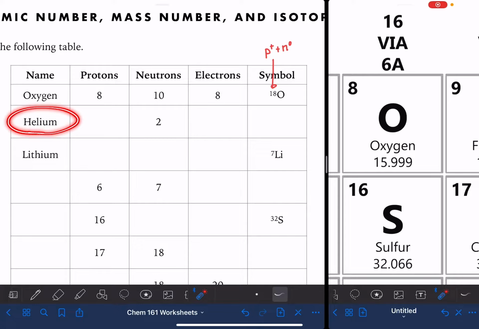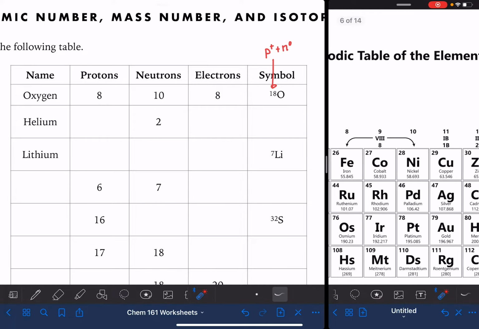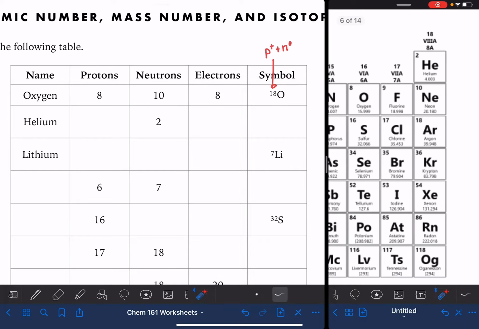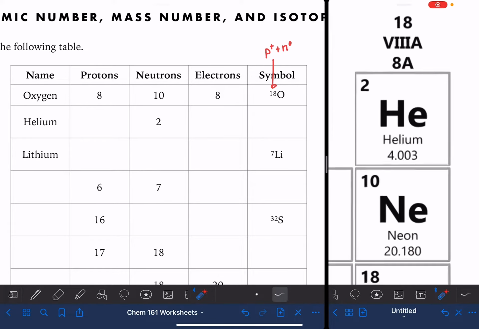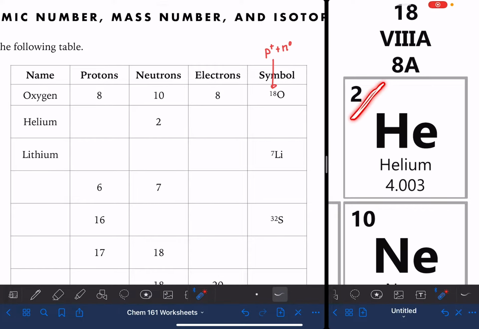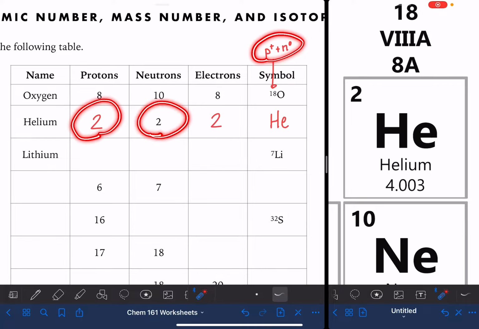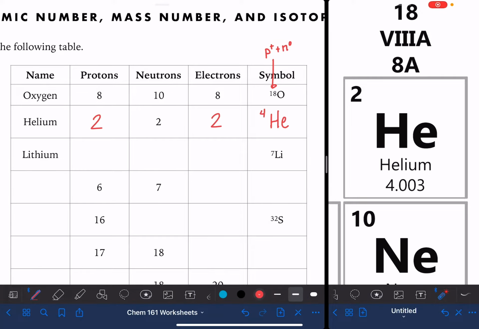So here's our next example. We have the element helium, and so we just need to go find helium on the periodic table. Oh, I went the wrong way. Helium is right here, and remember this number, this is the number of protons for any atom, and the number of protons is always equal to the number of electrons. The symbol for helium is He, and in the upper right-hand corner, we're going to write the mass number, which is the protons plus the neutrons. 2 plus 2 is 4.